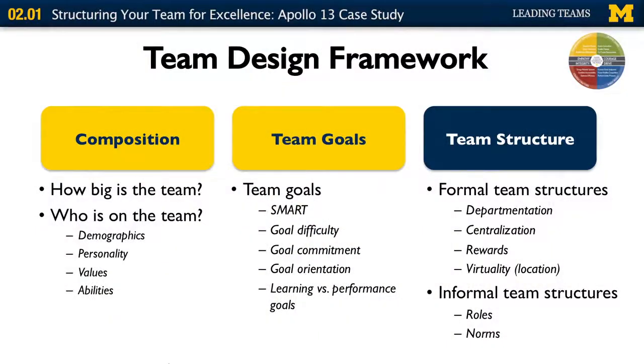But then we'll also talk about some informal team structures. And here what we're going to focus on are roles and norms. The roles and responsibilities that people have beyond their formal job description or their formal role within the team. Some of those informal roles that people take on to really either facilitate the task work of the team or to really provide the relational, collaborative glue or that social fabric of the team so that people are able to work together effectively. We'll talk about some of those informal roles.